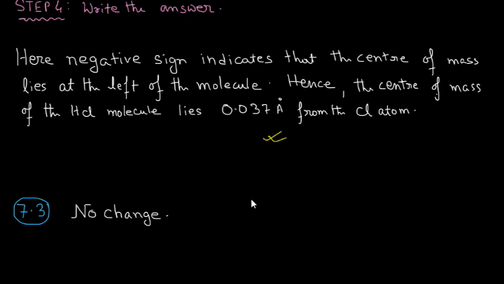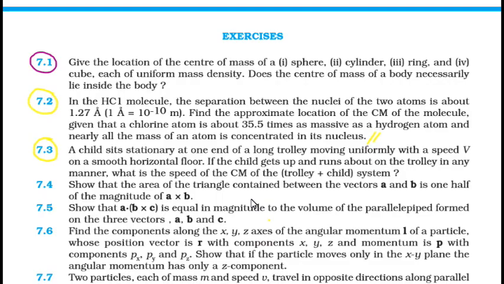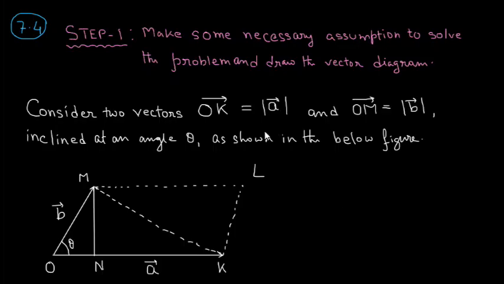Let us move to the next question. The next question is 7.4. Show that the area of the triangle contained between vectors A and B is 1/2 of the magnitude of A cross B. Let us see the solution. The first part of the solution is to make some necessary assumptions to solve the problem and draw a vector diagram. So here we can see the vector diagram.